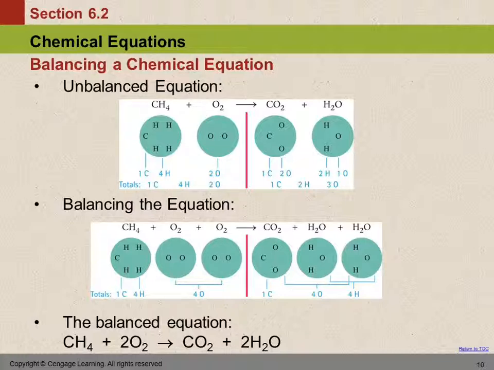Where was I? So if we throw another oxygen into the equation and another water molecule into the equation, now we see that we have 1 carbon on each side. We started with 1 carbon, we end up with 1 carbon. We started with 4 hydrogens, we end up with 4 hydrogens. We started with 4 oxygens, we end up with 4 oxygens. All the atoms have to be accounted for in the chemical equation. And then we call it a balanced chemical equation.